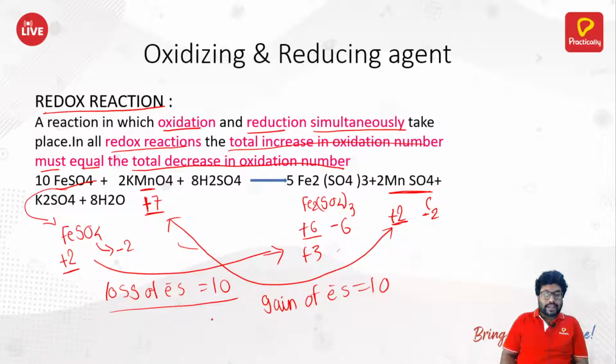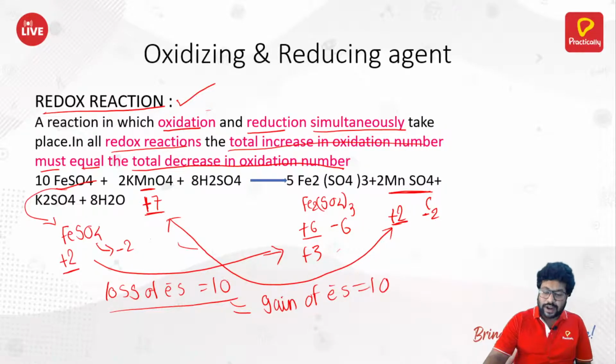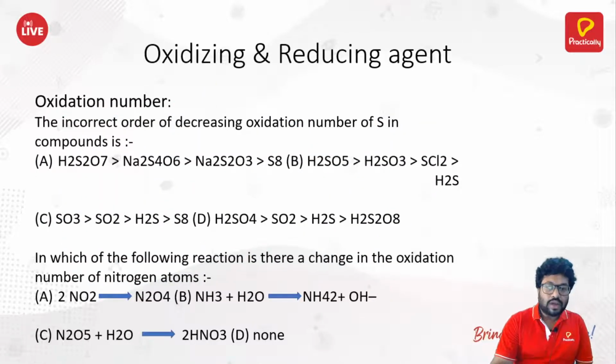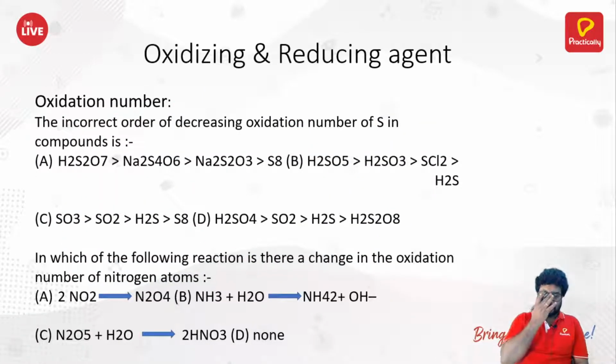So you can look at here, the loss of electron and gain of electron is exactly equal. That means the reaction is balanced also, and it is a redox reaction. That is how you can find out whether a given reaction is a redox reaction or not. That is a way. Okay. Now let's see some of the numericals.